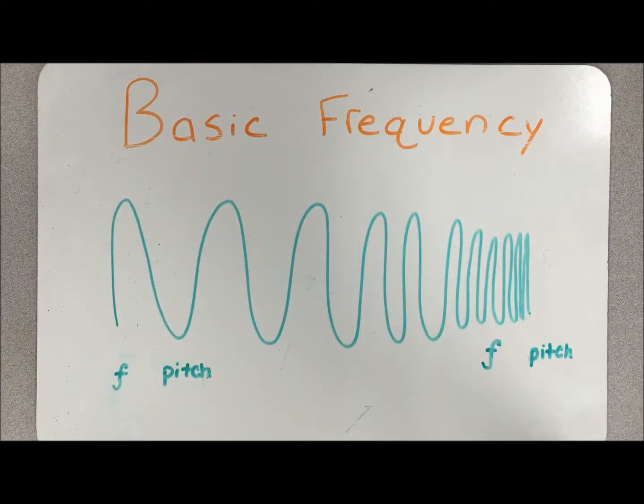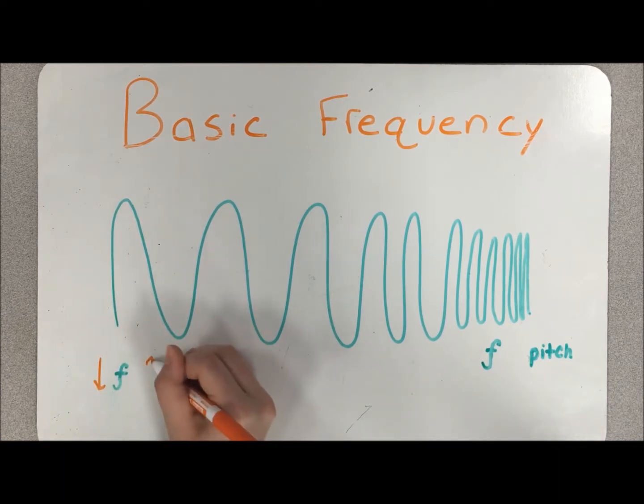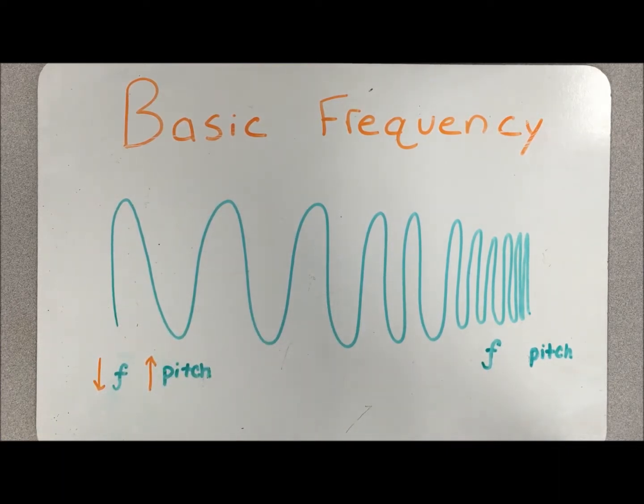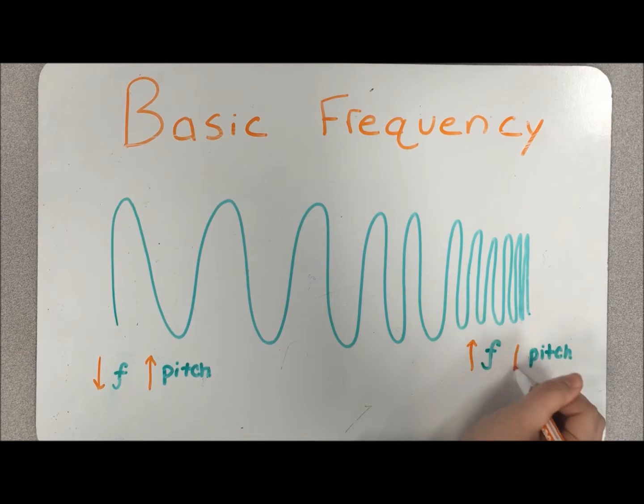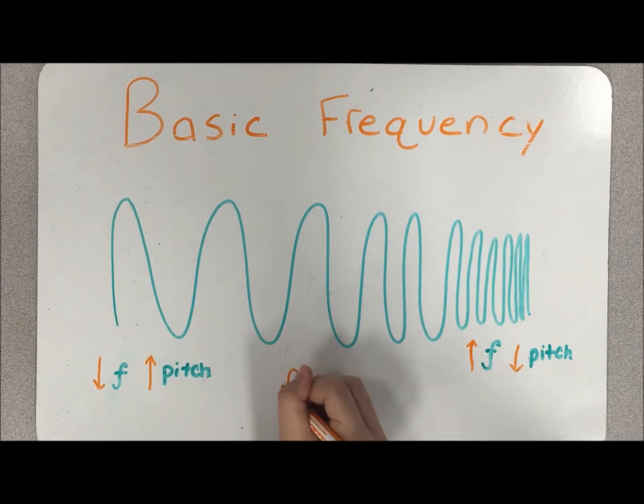Now we will explain basic frequency. This is the amount of wave cycles that occur in 1 second. Pitch and frequency are inversely proportional as evident through this diagram. When the frequency is lower, the pitch will be higher. When the frequency is higher, the pitch will be lower. As explained before, frequency is the amount of wave cycles that occur in 1 second. The formula to calculate this is frequency equals 1 over the period.